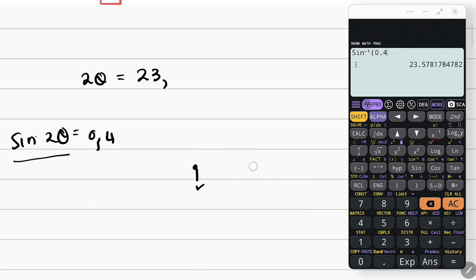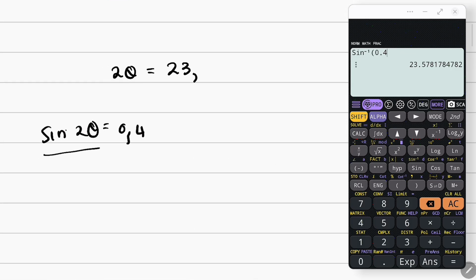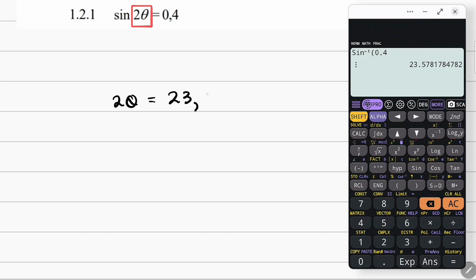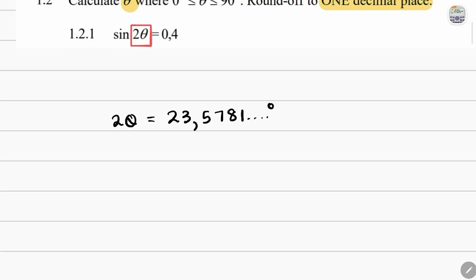So I'm just giving you a little backstory on that so you can see where this comes from. It just comes from the sine function itself. Okay, so let's go ahead and get that. We're not really rounding off. We have 5, 7, 8, 1, and this is degrees. Now we need to solve for theta. What is in the way of getting to theta? It would be the 2. So we need to get rid of 2.